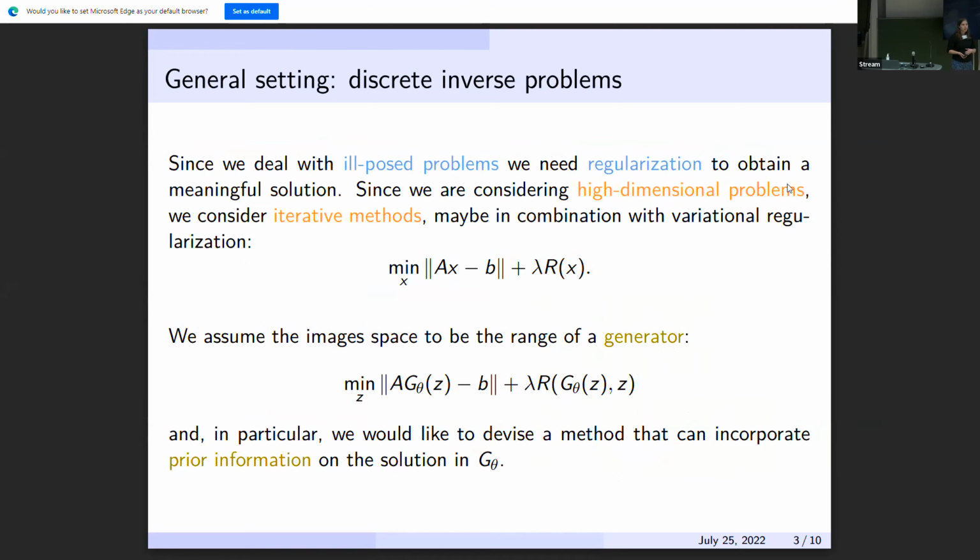In particular, I wanted to focus on thinking about this X, or this solution, being in the range of a generator. I want this generator to incorporate in some way prior information about the solution. This is somehow similar to a projection method where you have a dictionary or some sort of linear transformation, and you can enforce properties on the solution by penalizing or enforcing properties on the projected space or on the coefficients.